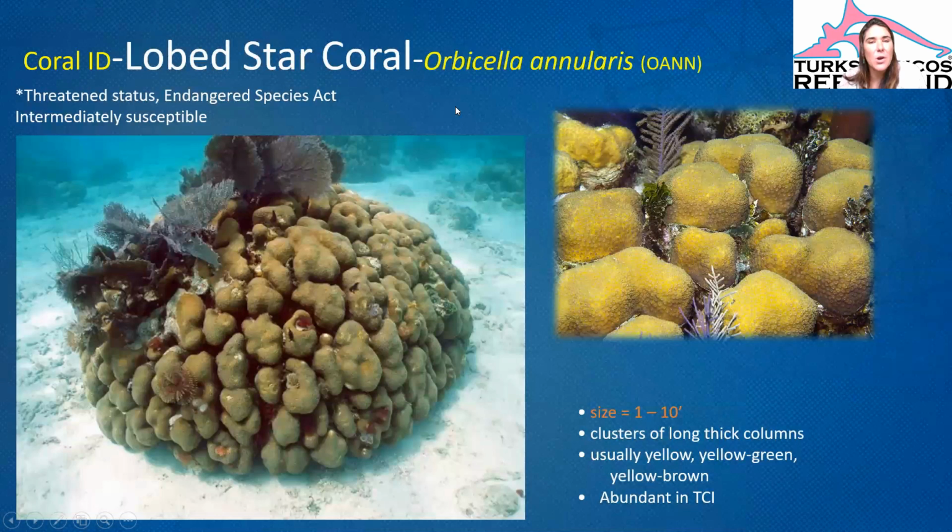Our lobed star coral, Orbicella annularis, OANN, again, on the Endangered Species Act, abundant here in the Turks and Caicos, and they form clusters of long, thick columns with these lobed, rounded heads that you can see here. Now, I would like to make a point about this. If you were doing a survey, this entire colony on the left here, this is one colony. So if there were to be disease lesions on some of these lobes, then that entire colony would count as the diseased colony.